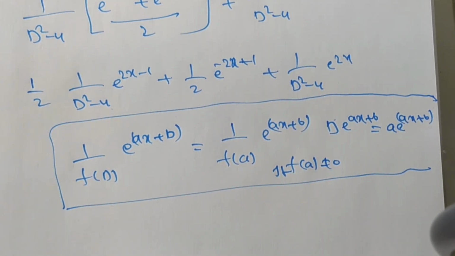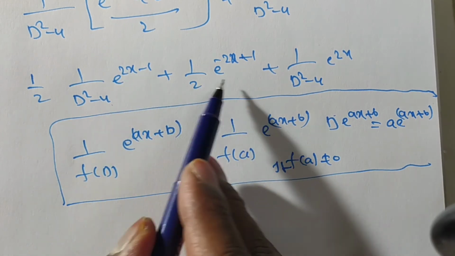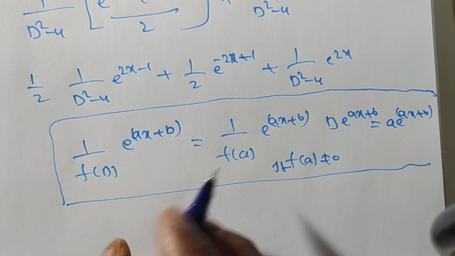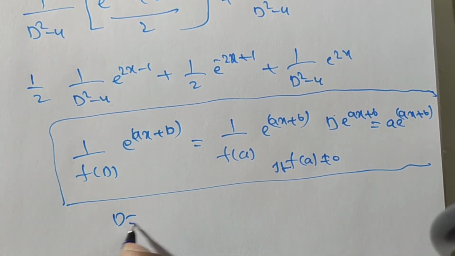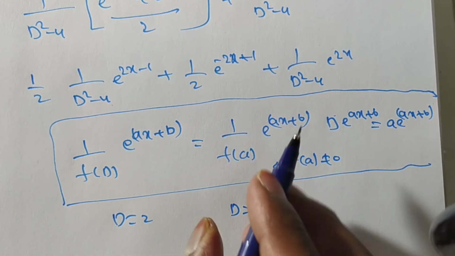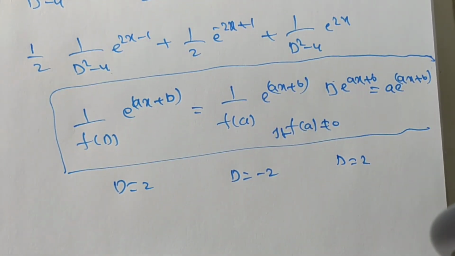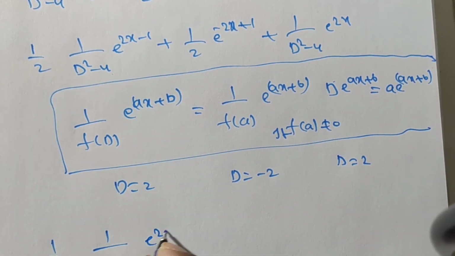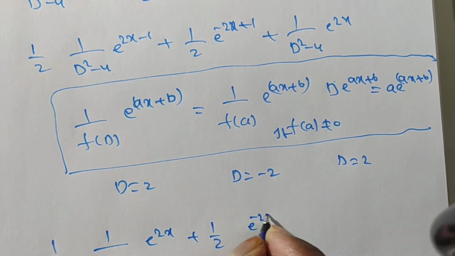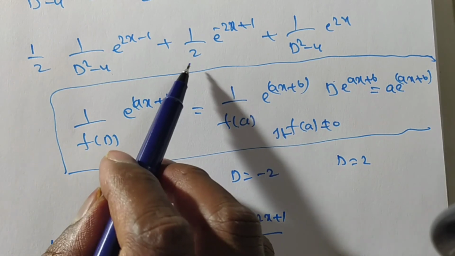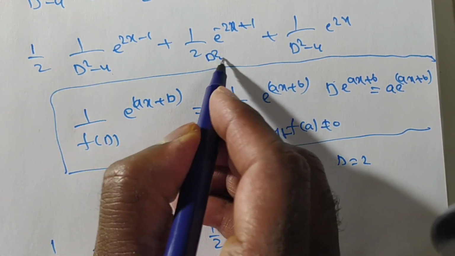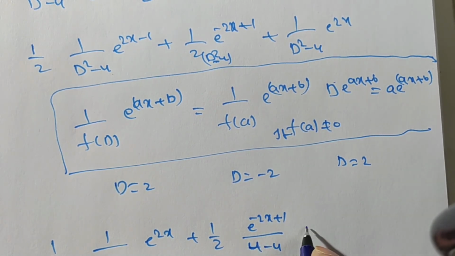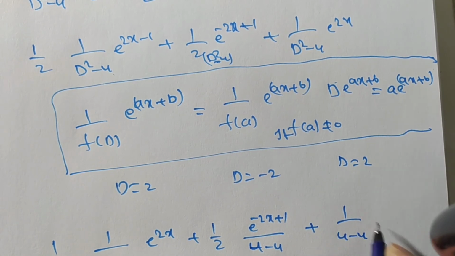Okay, another formula we have. This is e power ax plus b and e power ax form, and here b is 0. Now in place of D we replace 2. Here we are replacing D equal to 2. Here we are replacing D equal to minus 2. Here we are replacing D equal to 2. Now you replace, then what do you get? 1 by 2 times of 1 by D square minus 4, which is 4 minus 4, into e power 2x, plus 1 by 2 times of e power minus 2x, plus 1 by, here you have D square minus 4, sorry I forgot to write, as the common term. So this is 4 minus 4, plus 1 by 4 minus 4 into e power 2x.